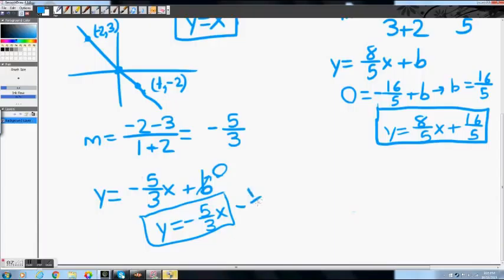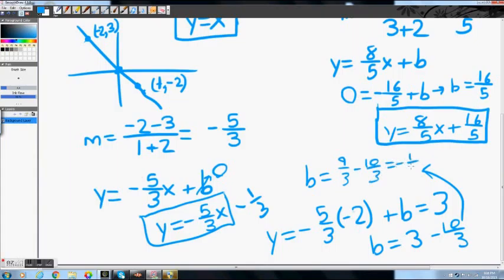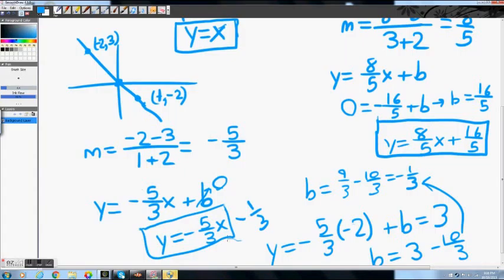And to solve it, I'll show you. You would do y is equal to, let's say, negative 5. Let's use the top one. Negative 2 plus b equals 3. So b will equal 3 minus 10/3. And then 9/3 minus 10/3, you get negative 1/3. So that's our equation, really.